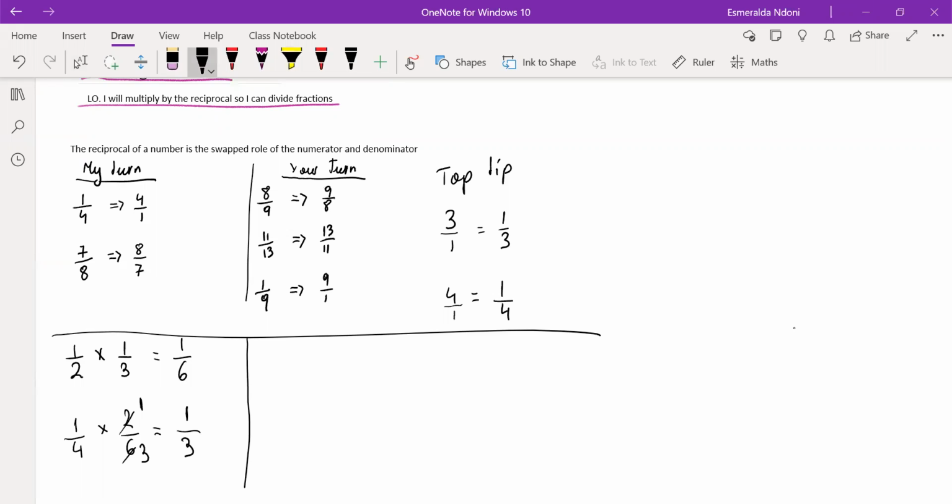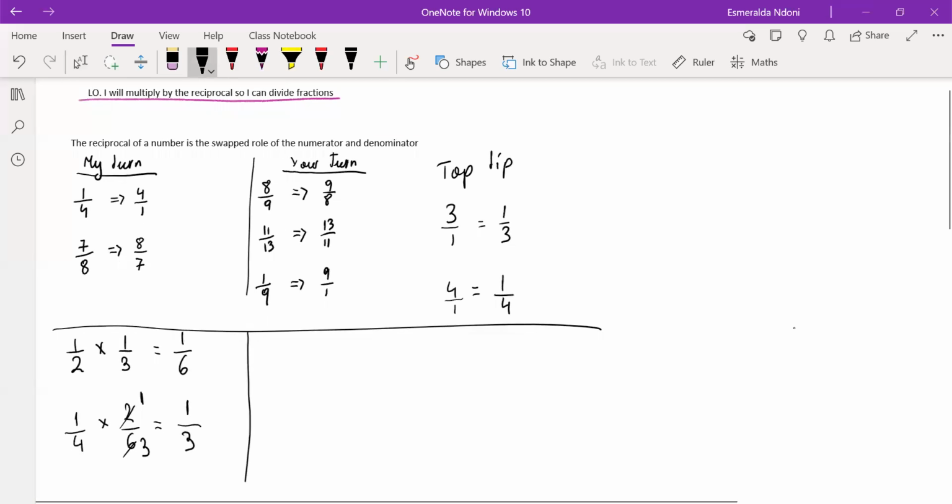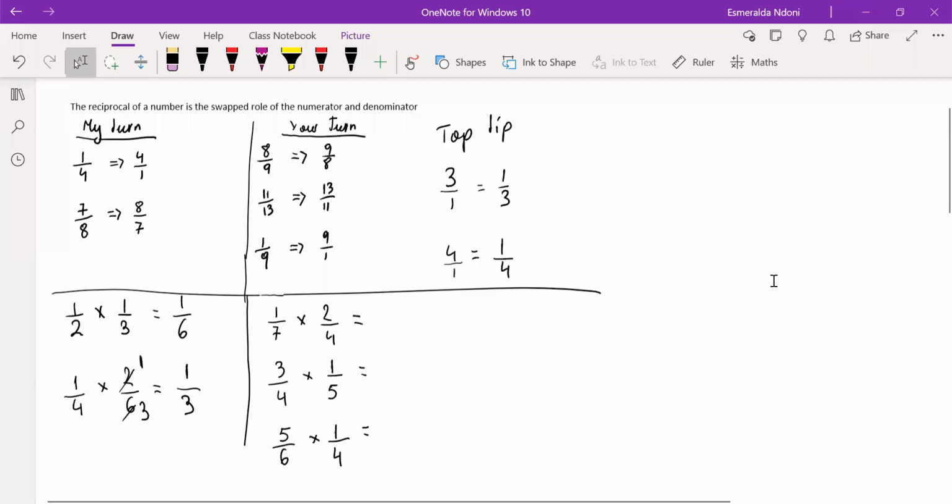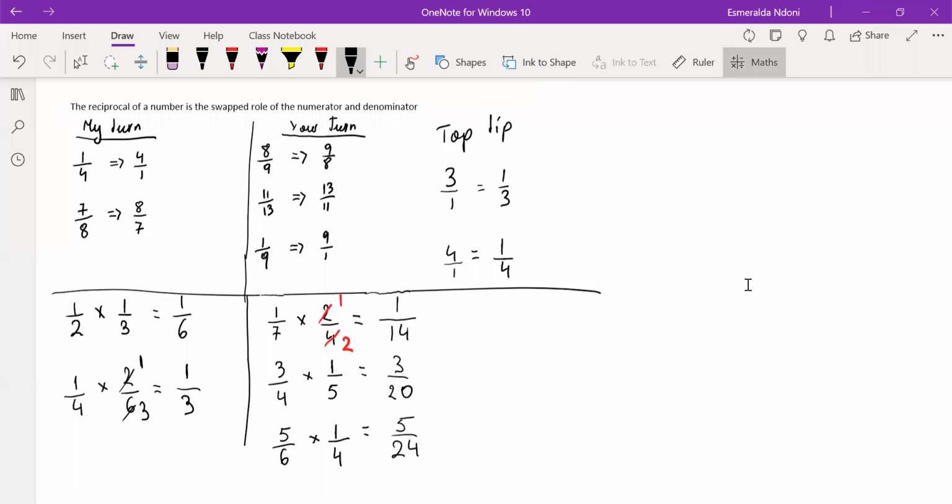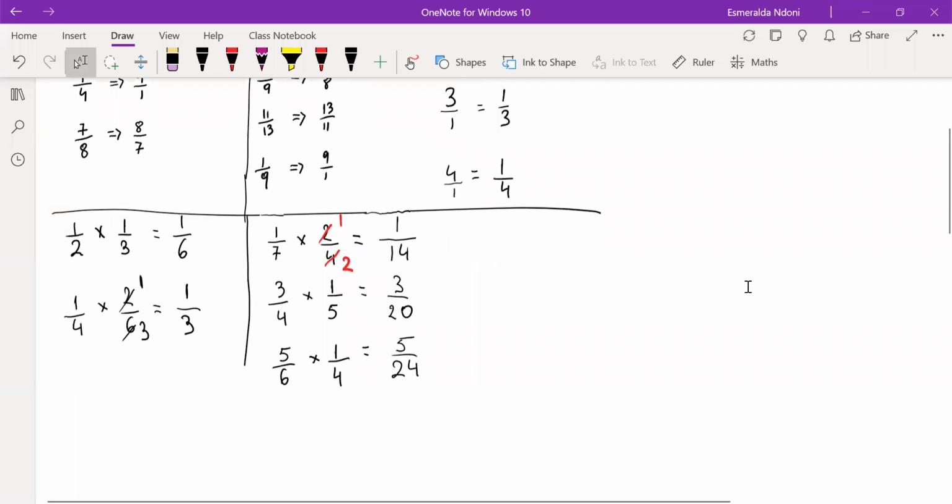Your turn. I want you to do the following. Please have a go at these 3 questions. So stop the video and have a go. Please mark the work using a purple pen and correct your answers if they are not right.